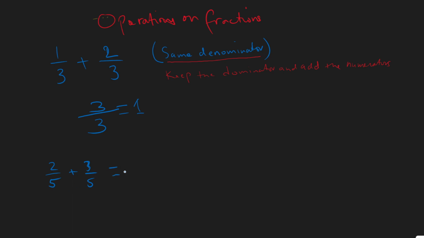So what do we do? As I told you earlier, we keep the same denominator. So you keep the same 5, and then you add the numerators. So 2 plus 3 is equal to 5. So this is equal to 5 over 5. Look at it, this is equal to 1. So 5 over 5 is equal to 1. So that's your answer. That's one here.